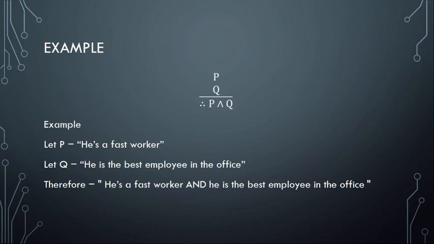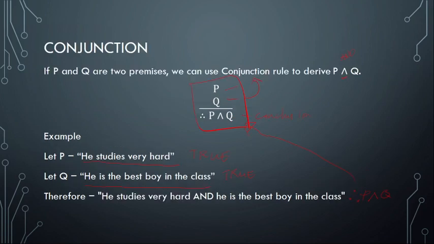Another example for conjunction. He's a fast worker for the P proposition. Then for the Q proposition, he is the best employee in the office. Therefore, he's a fast worker and he is the best employee in the office. That's the second type of rules of inference, the conjunction.